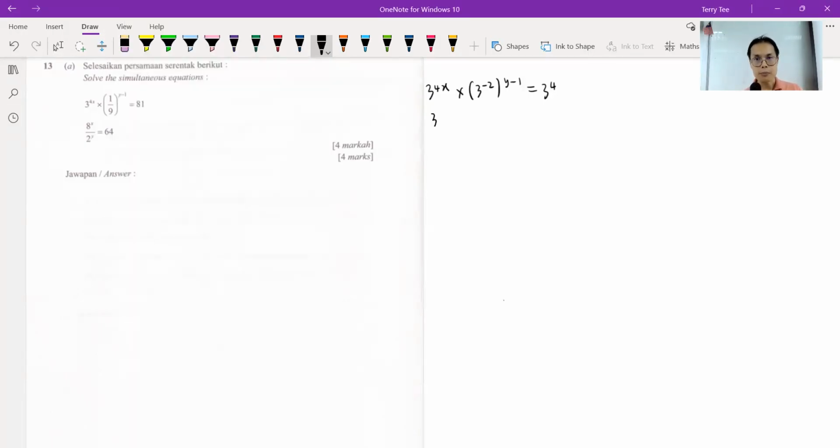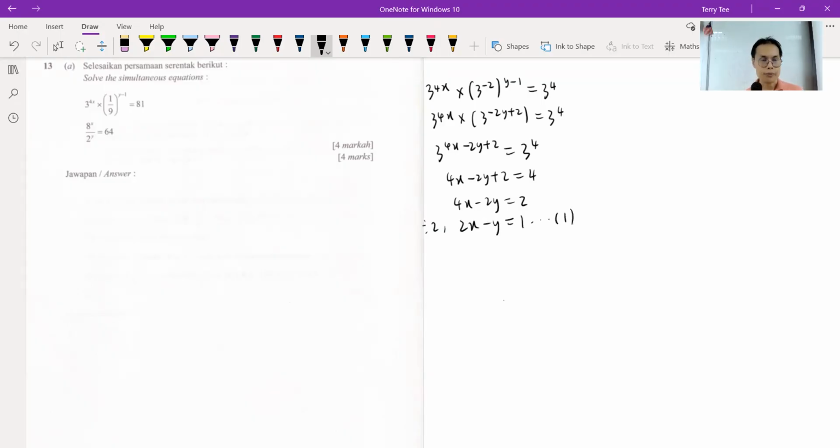Now, next, let's multiply this bracket together. Multiply inside the y, so it's 3 to the power minus 2y plus 2. This is 3 to the power 4. So when you multiply the numbers, we add the powers: 4x minus 2y plus 2. This is 3 to the power 4. Let's compare the powers: 4x minus 2y plus 2 is now 4. 4x minus 2y is now 2. Since all these are divisible by 2, I divide by 2. 2x minus y is 1.